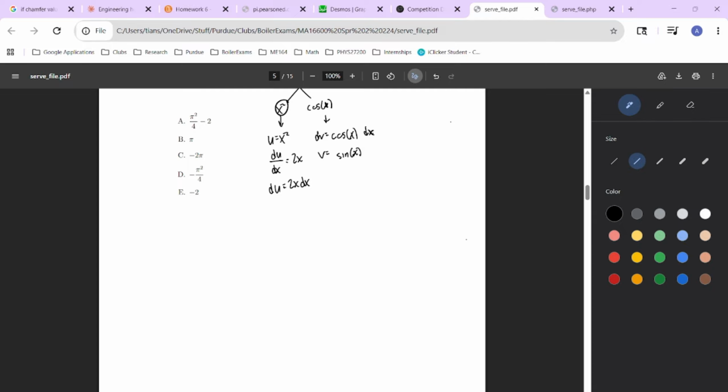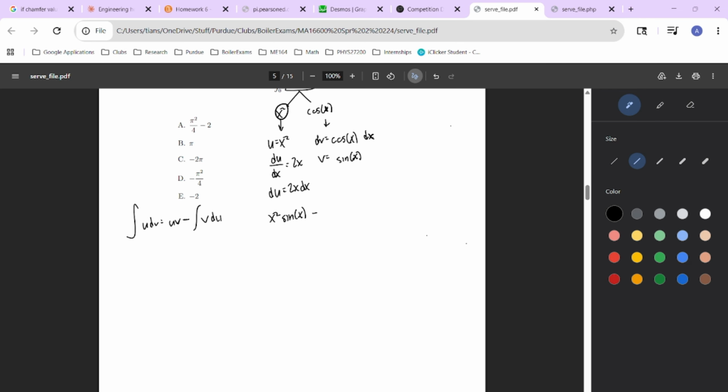Now we reutilize the formula. The integral of u dv is equal to uv minus the integral of v du. In this case, this would become x squared multiplied by sine of x, and then minus the integral of cosine of x multiplied by 2x dx. So now our integration by parts happens one more time.